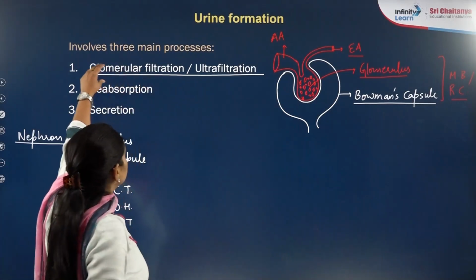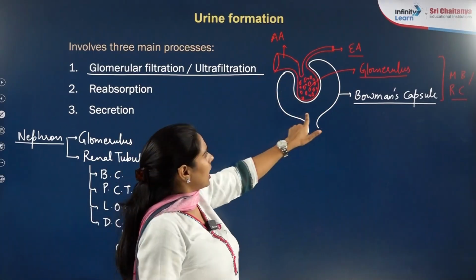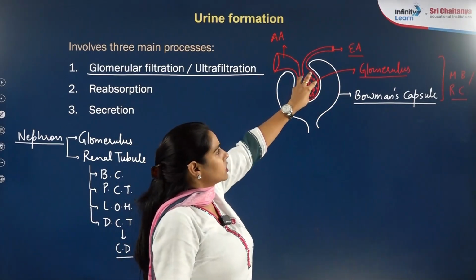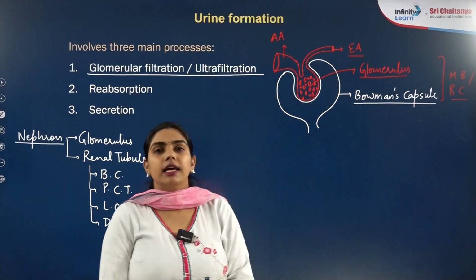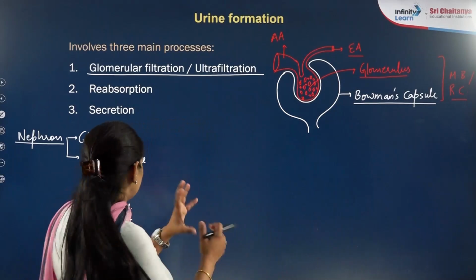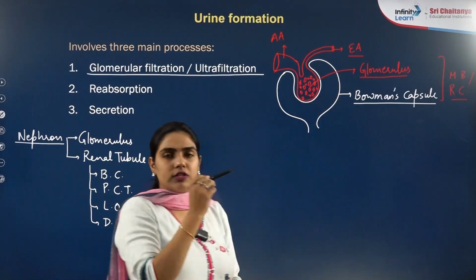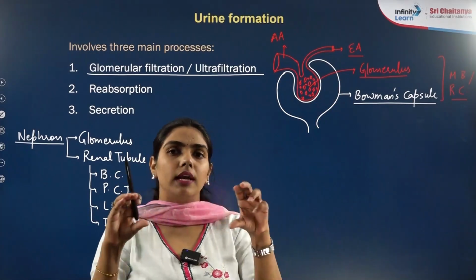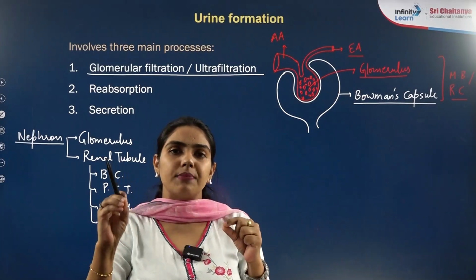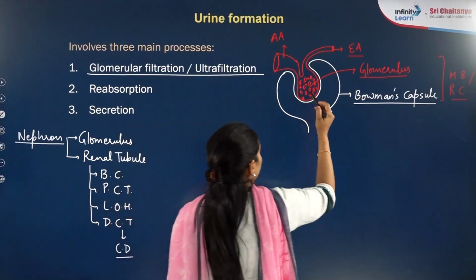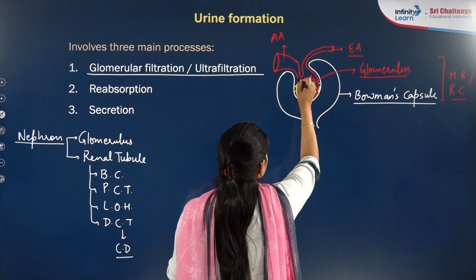So this first step, glomerular filtration or ultrafiltration, will occur here. How will it occur? The blood which is coming into the Bowman's capsule will get filtered. That is why there is a filtration membrane. Let us understand the filtration membrane first. The glomerulus has blood capillaries, obviously, so there is an endothelium, the simple squamous epithelium of the blood capillary. Then obviously epithelium lies on the basement membrane, so here there will be a basement substance.